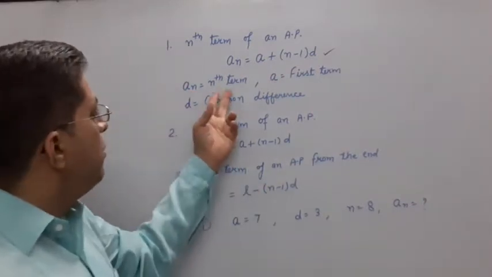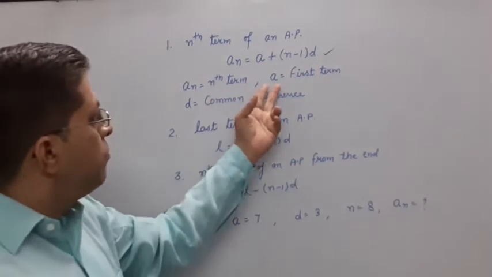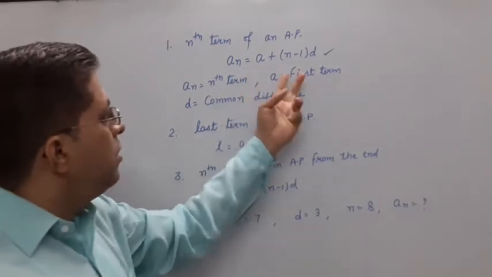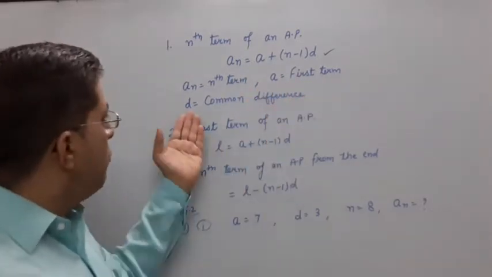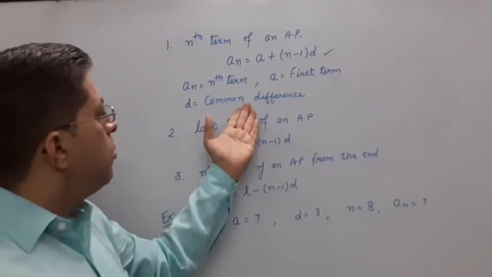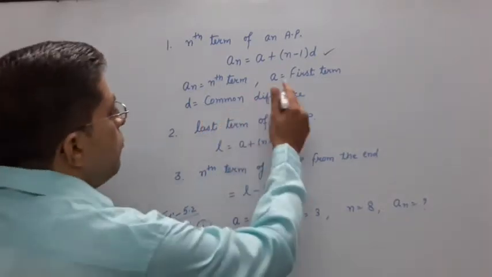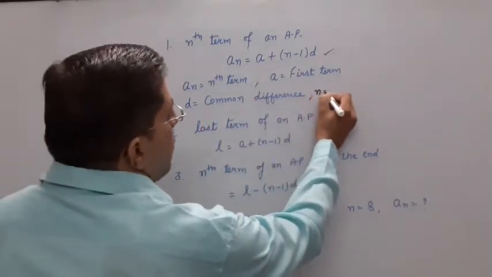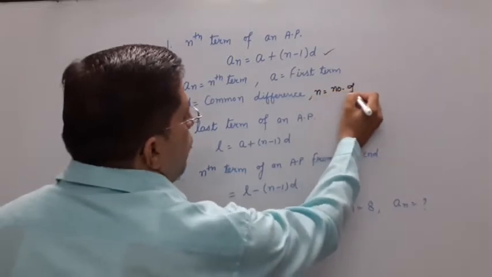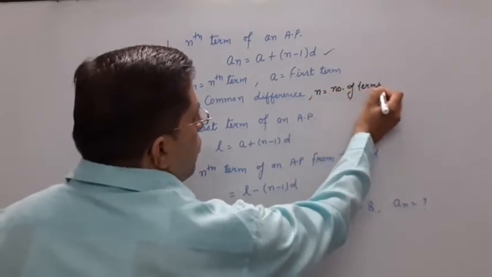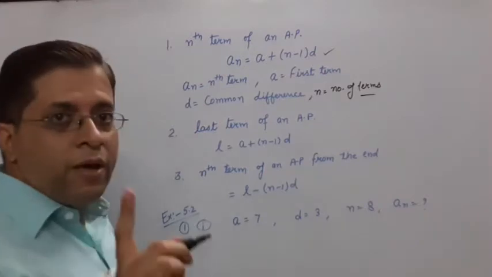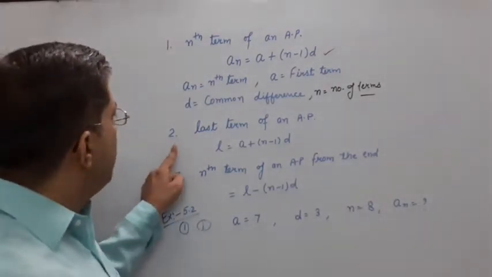What is An? That is the nth term. What is A? This is called the first term. What is D? This is your common difference. What do you mean by n? N is the number of terms.